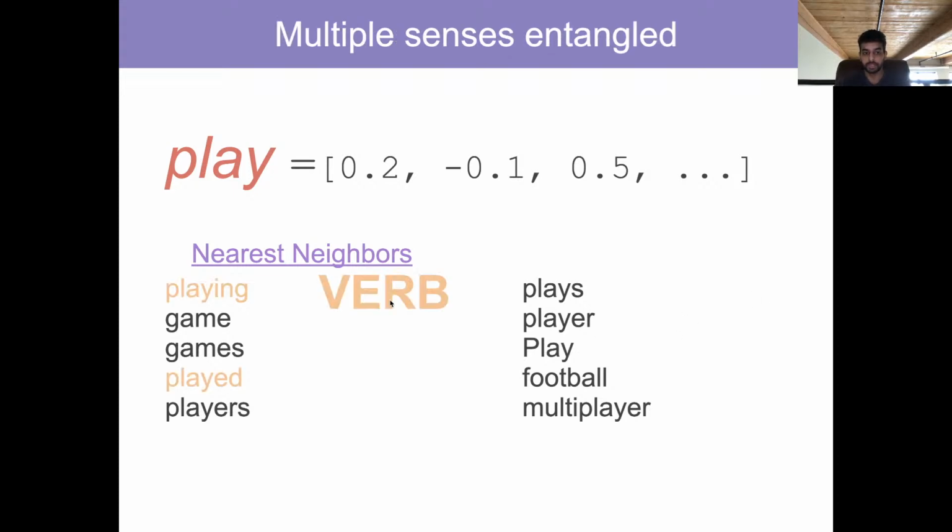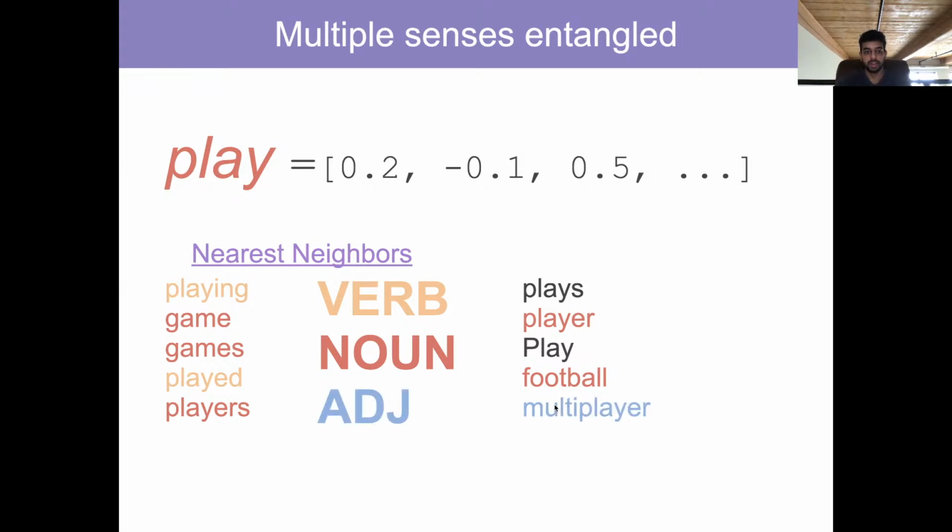So we have 2 verbs as the nearest neighbors, playing and played. We have nouns, right? Game, games, player, football. And we have some adjectives like multiplayer. And so the real meaning of the word play depends heavily on the context that it appears in, right? That's very clear. If I want to differentiate between play used as a synonym for a drama or theater versus play in the context of football, I will know that from the surrounding words and the rest of the words in that sentence.